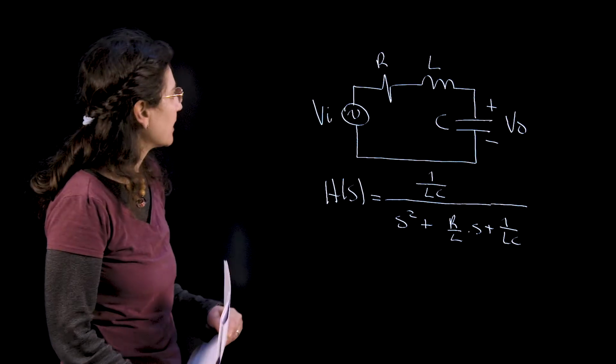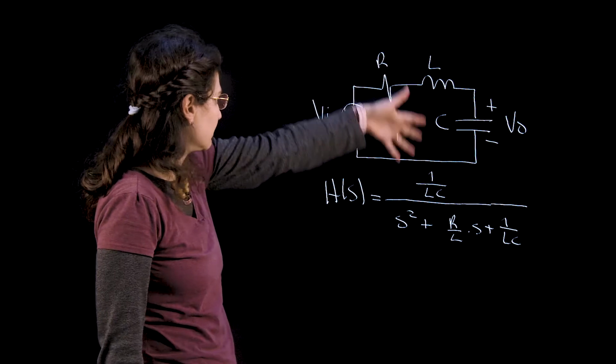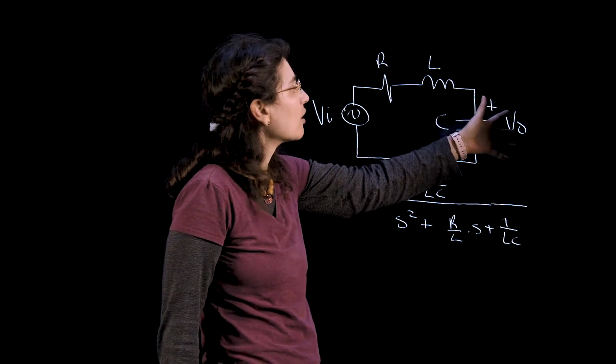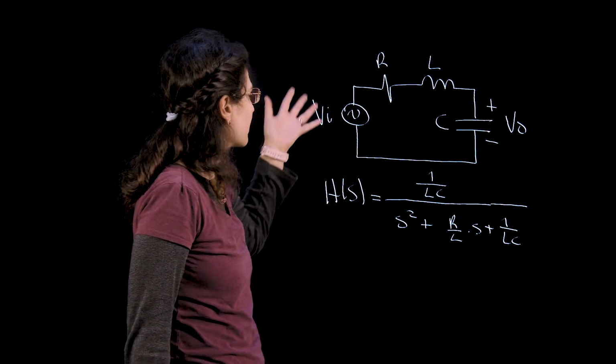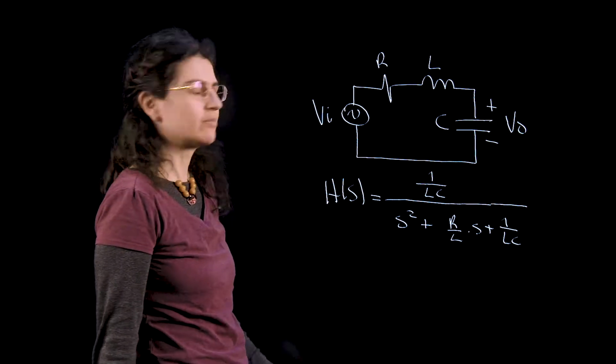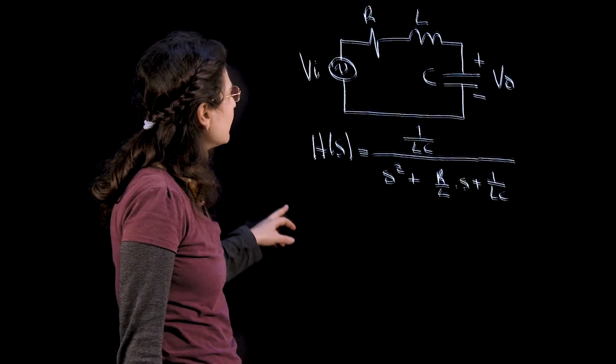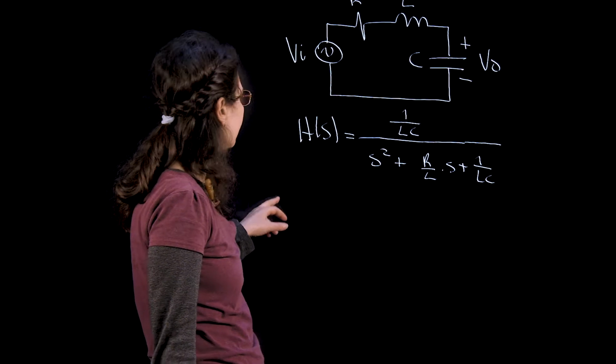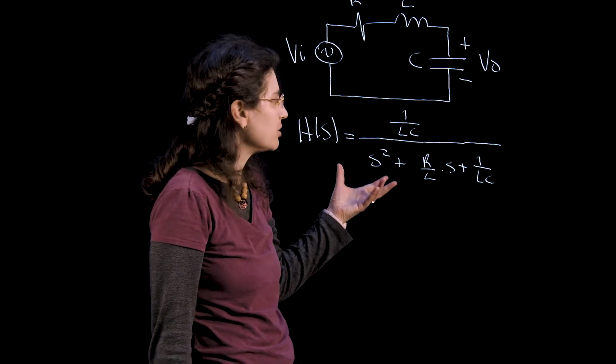Hi, today we're going to be looking at the frequency response of the RLC series circuit with output at C. So our circuit looks like this. We have our RLC series circuit. We want to measure the output at C, and we put in a signal with many frequencies. And we calculated the transfer function in a previous video.